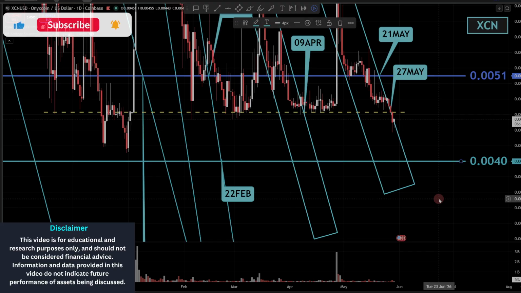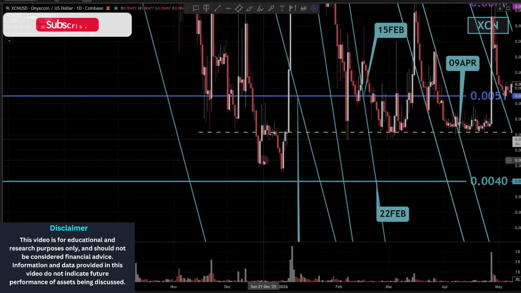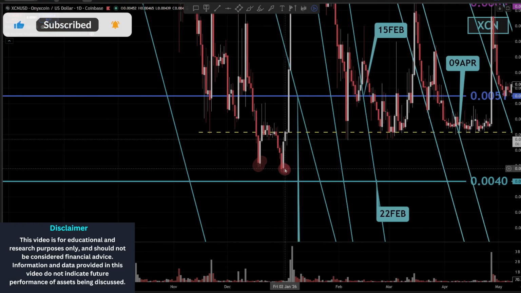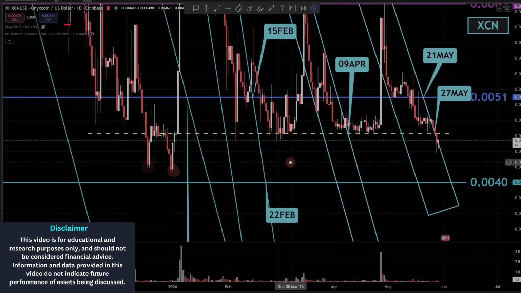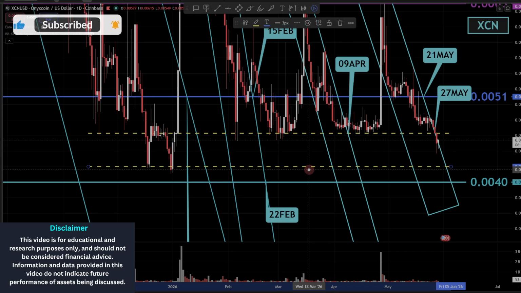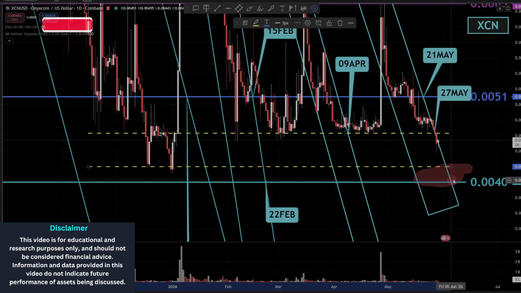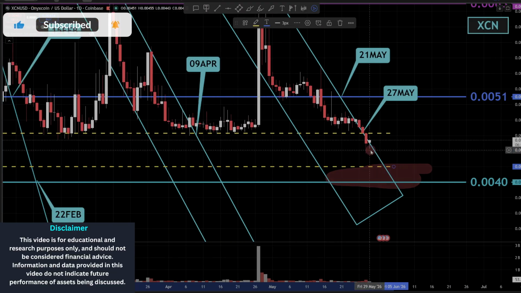The key level below is 0.004. But looking at what happened back in December last year, as well as the beginning of January this year, it may find intermediate support around 0.0042, roughly in that range. So somewhere between this point.